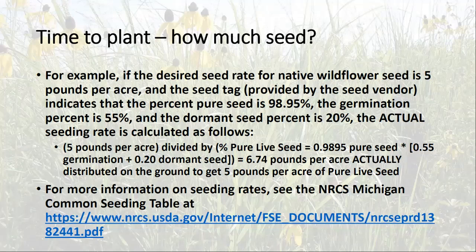You don't necessarily have to run through these calculations, but I just want to help you understand that there is math that can go into this sometimes, and you want to make sure you're reading seed tags because sometimes seed vendors are selling seed that is not adequate. You might have a really, really low germination rate and you're not getting what you think you're getting. I'll refer you to this common seeding table again that I referenced in the cover crop slide. So again, this table has lots of good information on seeding rates.